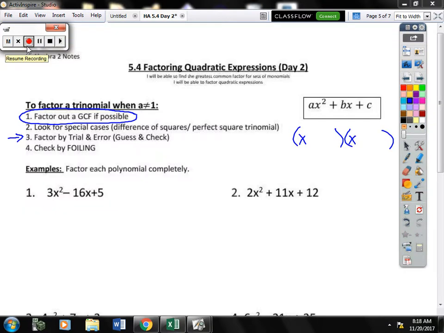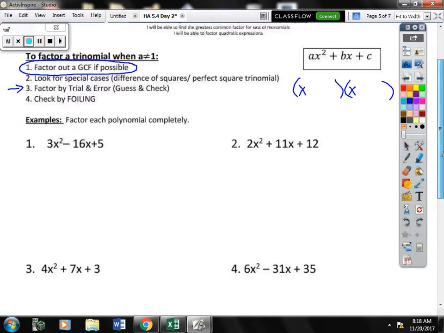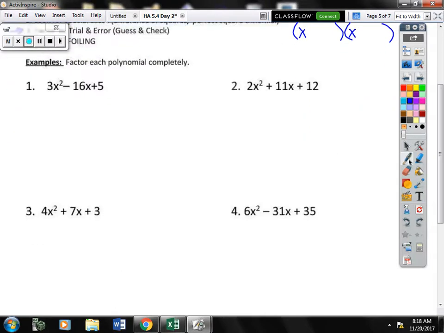Right? Because it's always been x squared. Well, today what's going to happen is you're going to see that the a value is not just a 1. So you're going to have to think, for example, let's look at this one. Whenever I go to factor this, I'm unfoiling it. So the first term times the first term has to get me 4x squared, right?